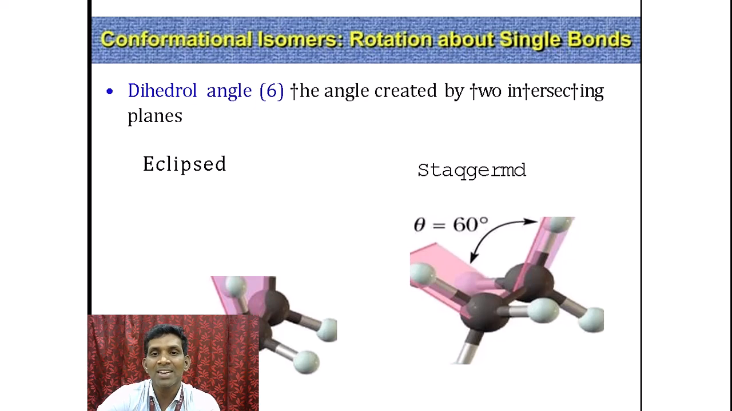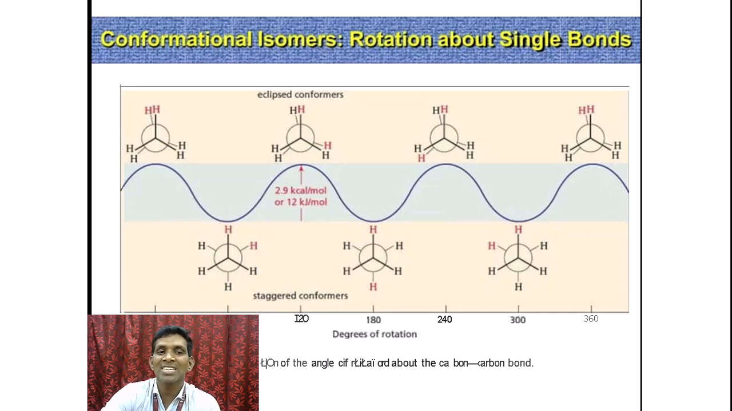If you see the eclipsed and staggered, the angle between the C-H bonds is 60 degrees. So the dihedral angle is 60 degrees. Because the dihedral angle is 60 and there is less torsional strain, this staggered conformer is more stable. And this is the energy profile diagram of different conformers of the ethane molecule. The eclipsed is higher in energy and it will rotate to give the staggered conformation, which is lower in energy. Then once again it moves to eclipsed and staggered, and it will go on like this.